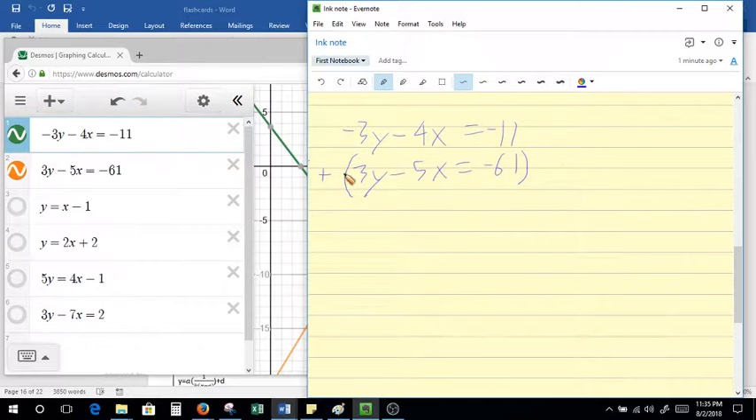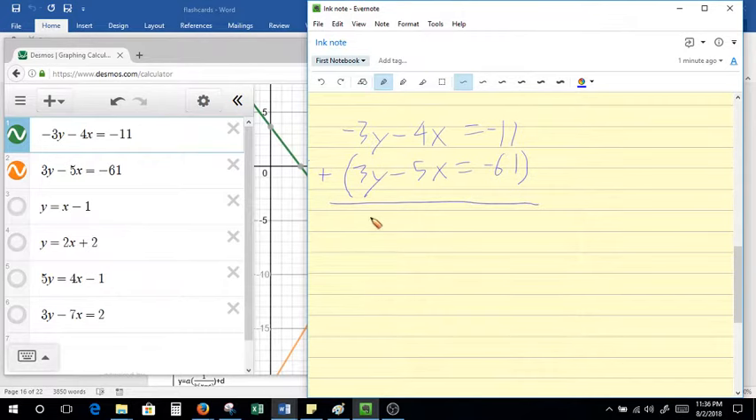So I'm going to add this entire function to this entire function. One of the problems I see with students is that they will only do one column or they won't apply this sign all the way through. So if I was subtracting, I have to distribute that subtraction sign to every single term, even on this side of the equation. So I'm going to add these two equations together then.